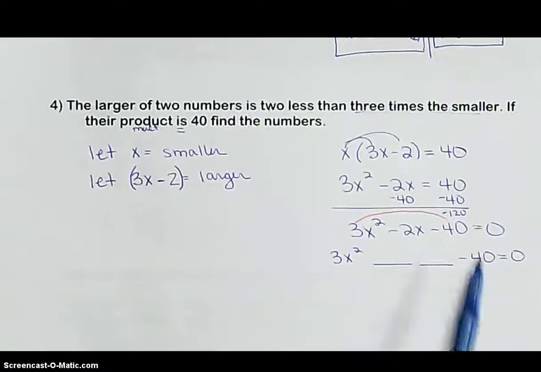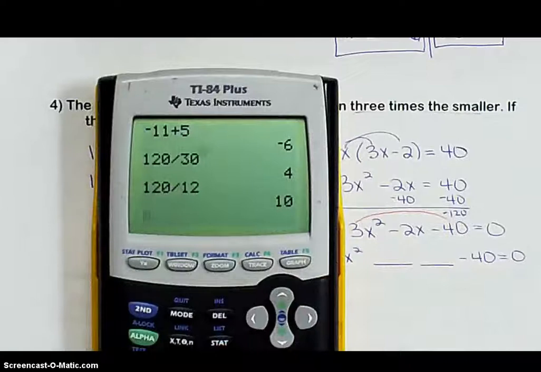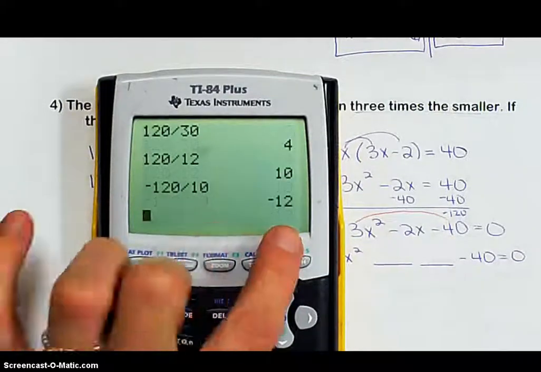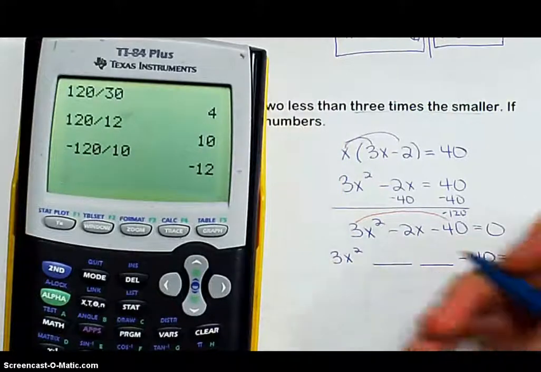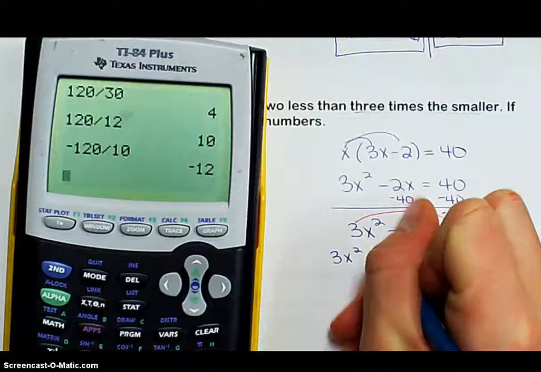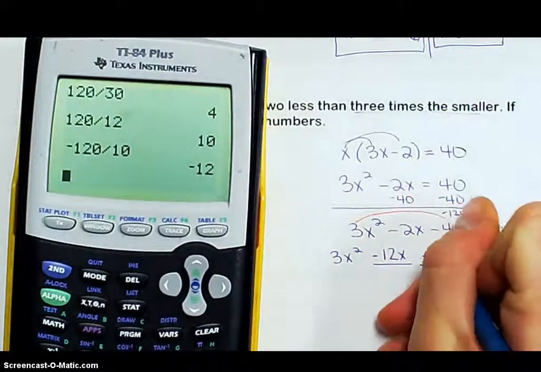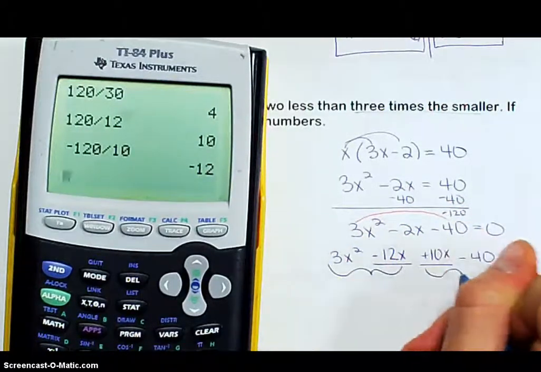Okay, so now we need to think of two numbers that multiply to negative 120 and add to negative 2. I always remember that if it ends in a 0, that means it's divisible by 10. So let's see what happens. Negative 120 divided by 10, and we get negative 12. And the difference between those is negative 2, which is great. So we're going to do negative 12x plus 10x, and then we can do our factor by grouping.